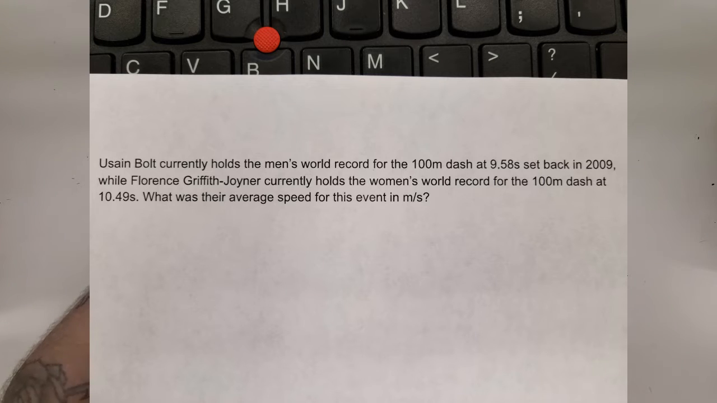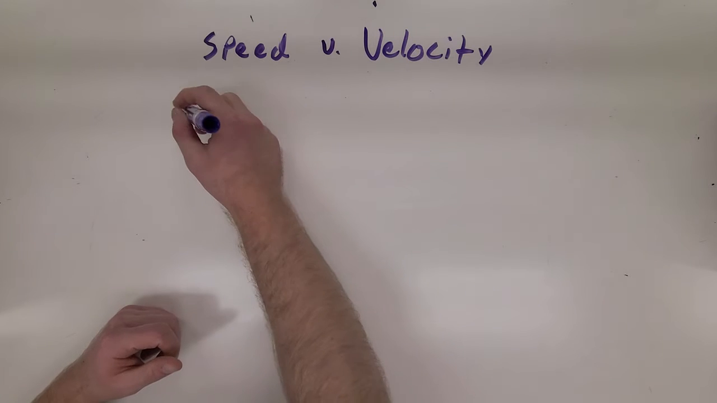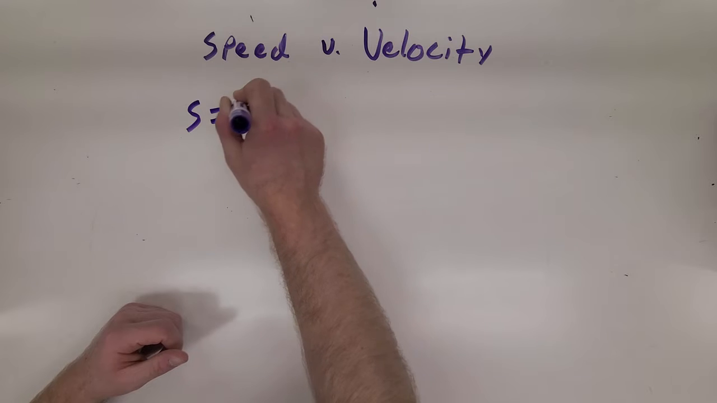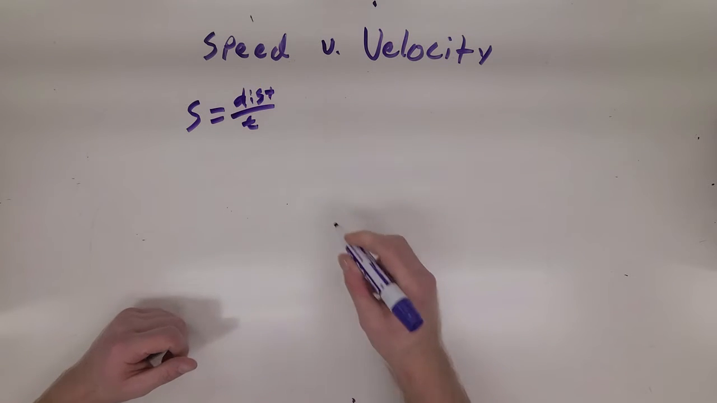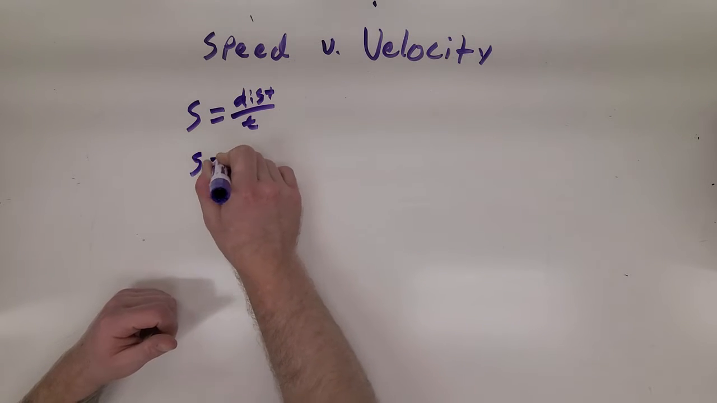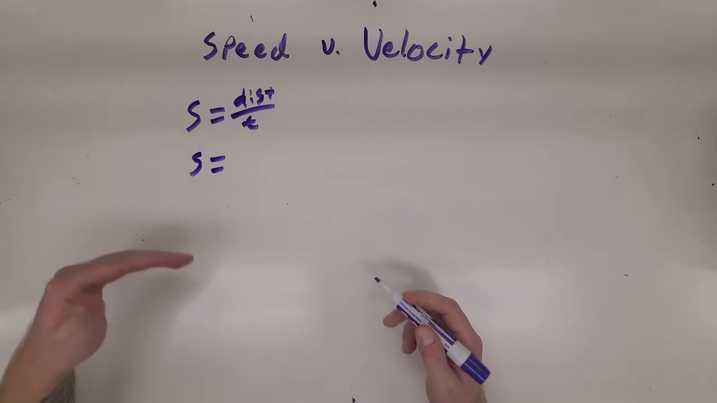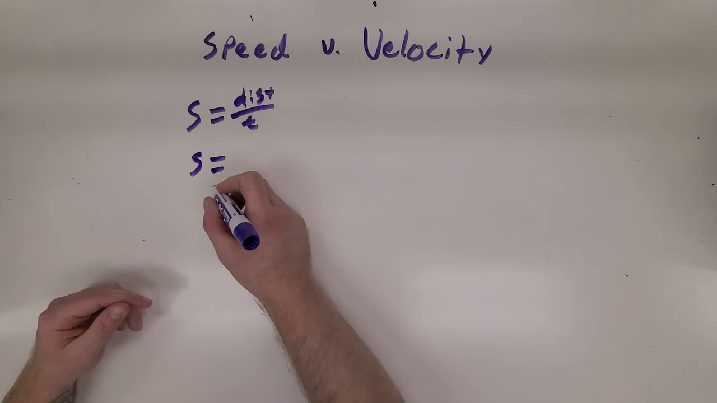Now, this is not going to be their top speed. This is the average speed that they had. They were probably going at least a little bit faster than what we're about to see here, which makes it sound even more impressive. But we're asking for speed. Let's write out the formula that we need: S equals distance over time. We want to know the speed, so we'll use S as the variable that we're trying to find.